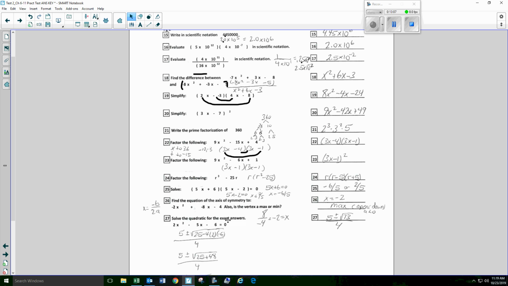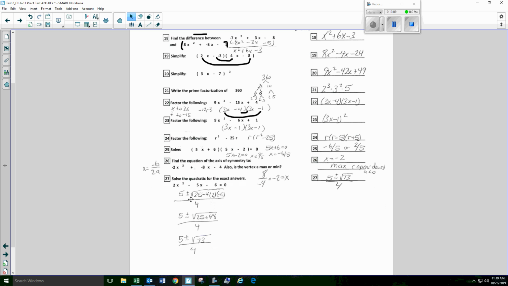And lastly, quadratic formula. Negative b plus or minus the square root of b squared minus 4ac all over 2a. I didn't write that out because I already have it memorized. I just plugged in negative b is 5 plus or minus the square root of b squared is 25 minus 4ac all over 2a. 2 times 2 is 4. I have a negative times a negative here, which is positive. So I have 25 plus 48 over 4, and that gives me 73. 5 plus or minus the square root of 73 all over 4. Those are the exact answers. So you don't put it in a calculator and get decimal answers.